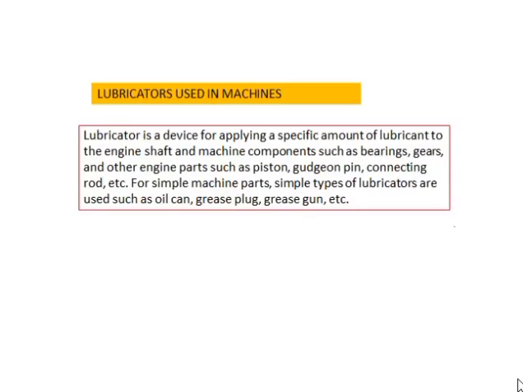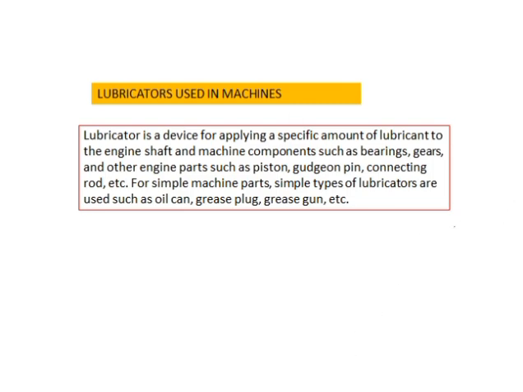Hello viewers, we are going to see lubrication methods used in machines. A lubricator is a device that applies a specific amount of lubricant to the engine shaft and machine components such as bearings, gears and other engine parts, etc. For simple machine parts, simple types of lubricators are used such as oil can, grease plug, grease gun, etc.